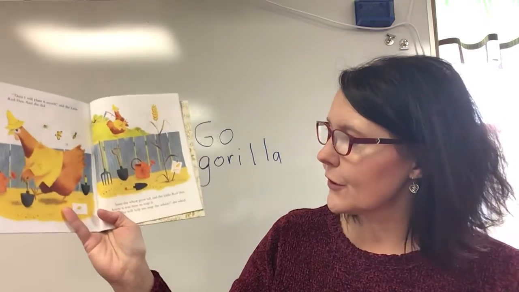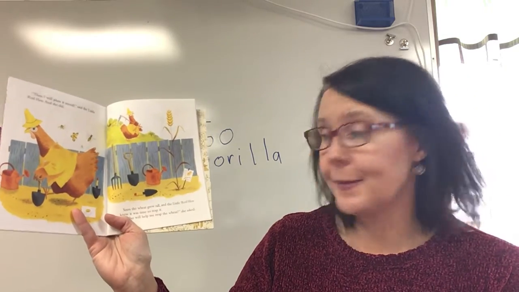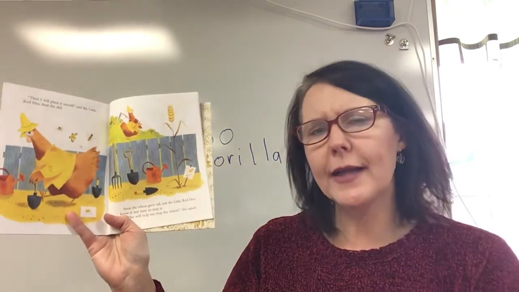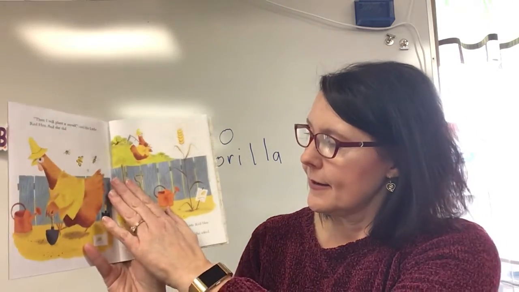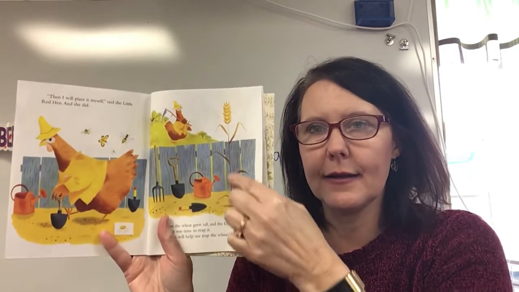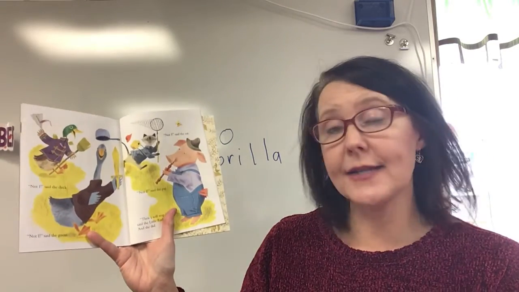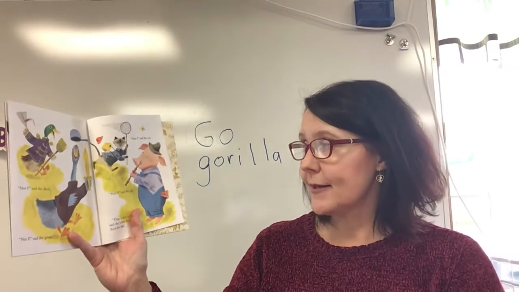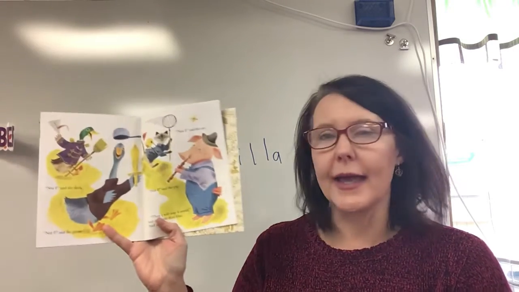Soon the wheat grew tall, and the little red hen knew it was time to reap it. Who will help me reap the wheat? she asked. Do you see how tall it's getting? Not I, said the duck. Not I, said the goose. Not I, said the cat. Not I, said the pig. Then I will reap it myself. And she did.